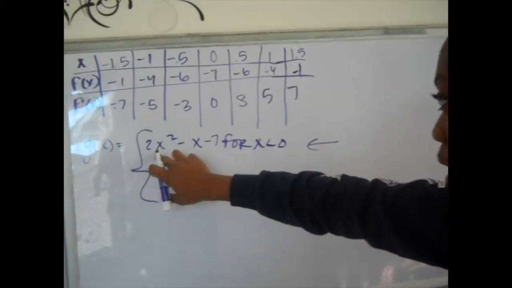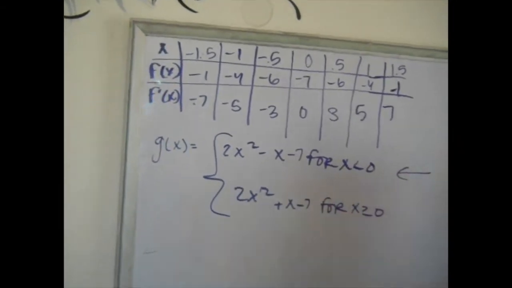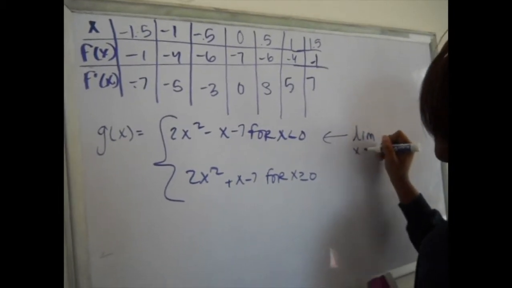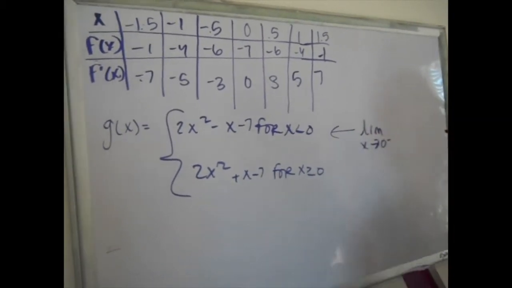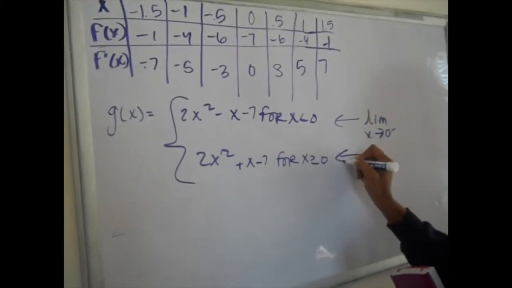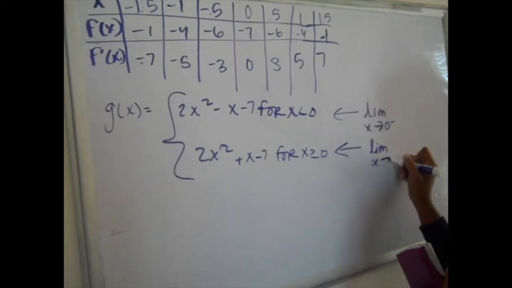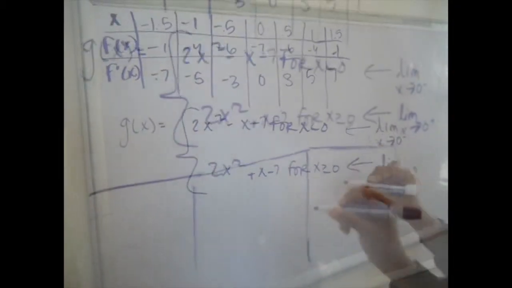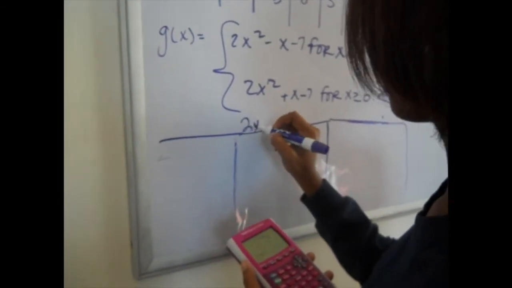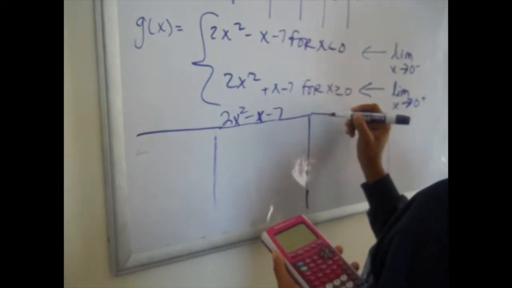This is the function g of x as it approaches 0 from the left, so the limit as x approaches 0 from the left. And this one is a function of x as it approaches 0 from the right. I'm going to make the exact same graph that they have on the calculator to show that these functions are the same.